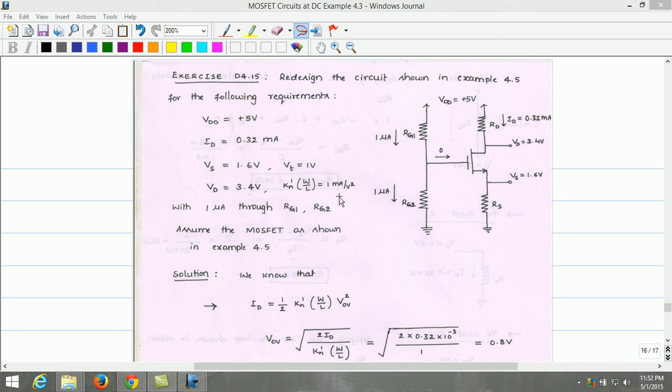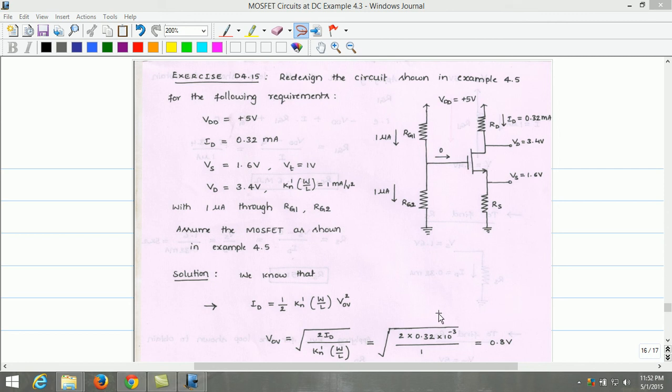The current flowing through Rg1 and Rg2 is 1 microampere, and we must assume the MOSFET similar to the one discussed in example 4.5. Let us redraw the circuit of example 4.5.